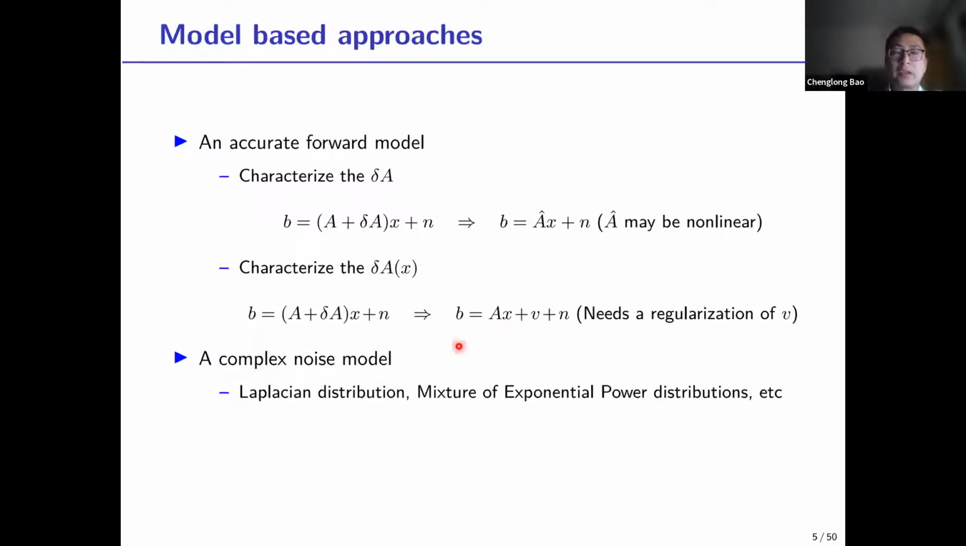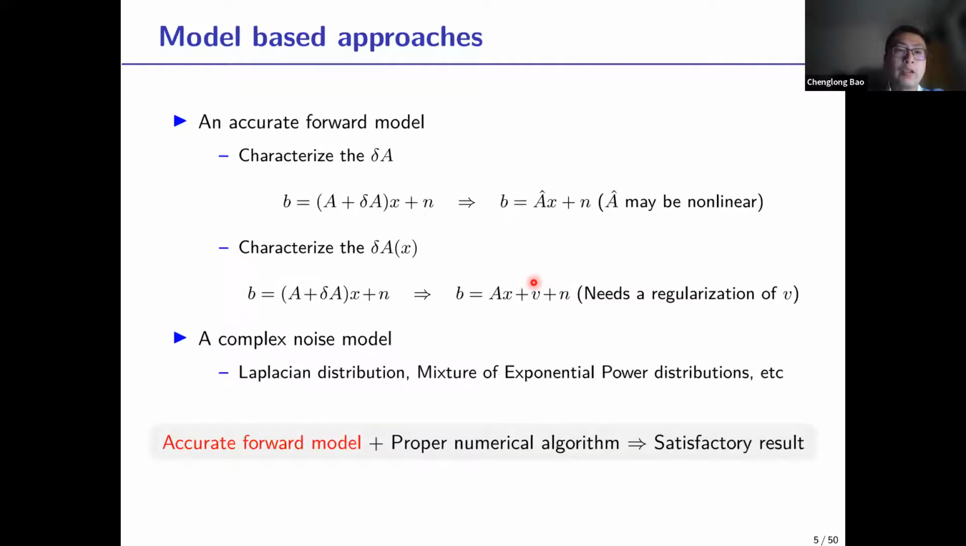So this is actually the way to get a more accurate model. And to describe the complex noise, we know there are many works in these directions. Then we can use a Laplacian noise or a mixture of exponential power distributions, and so on.